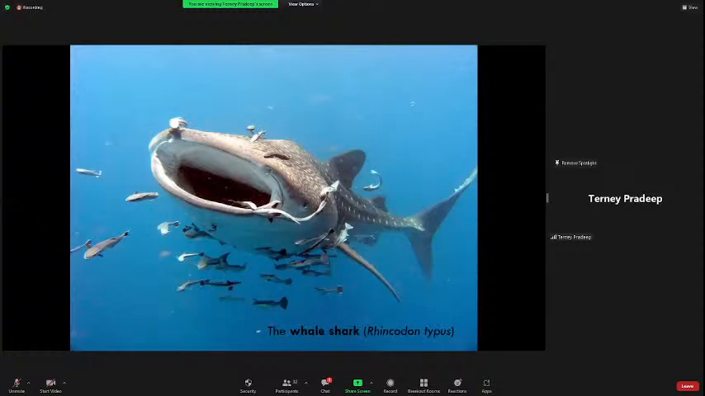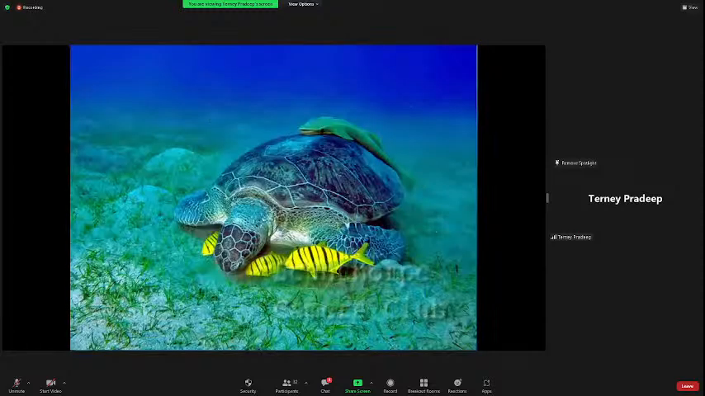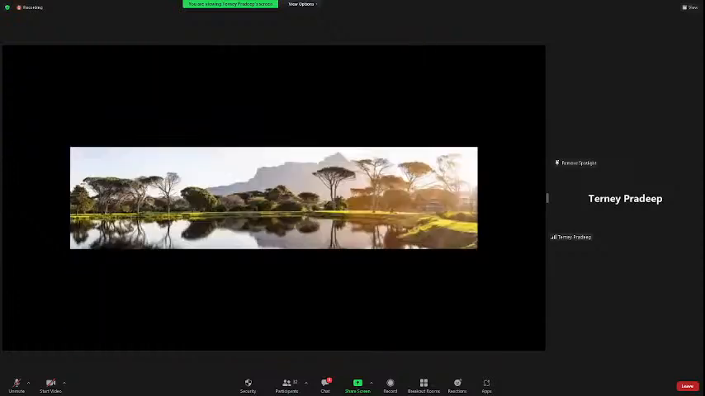And these are the animals. In my case, I am living with corals, so maybe this is a whale shark, right? And this is a turtle surrounded by lots of other fish species. And this is another, we call it an aquatic environment, where we have a small lake surrounded by very picturesque, very beautiful scenery, right?